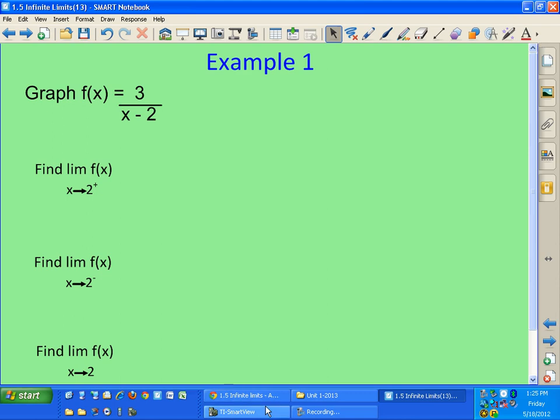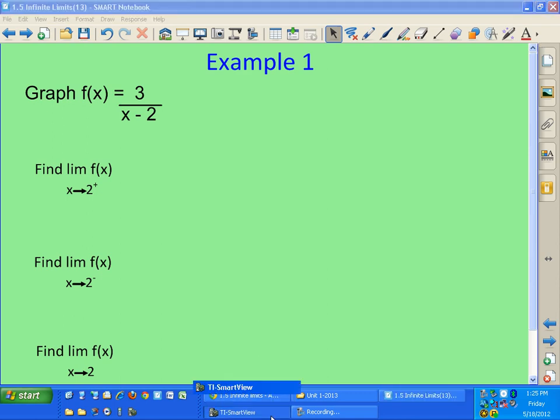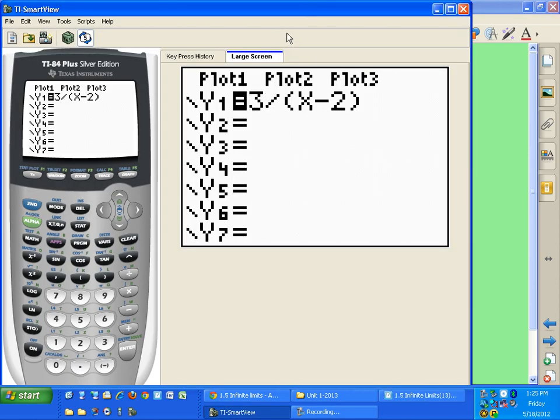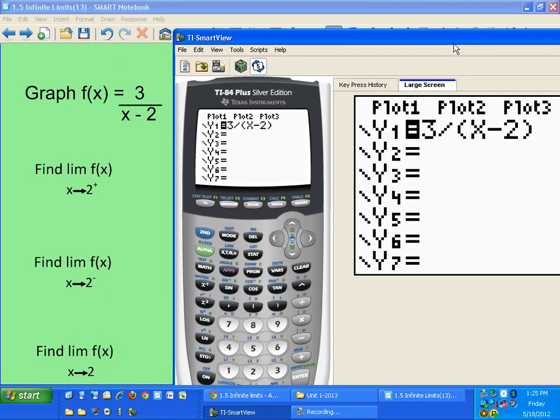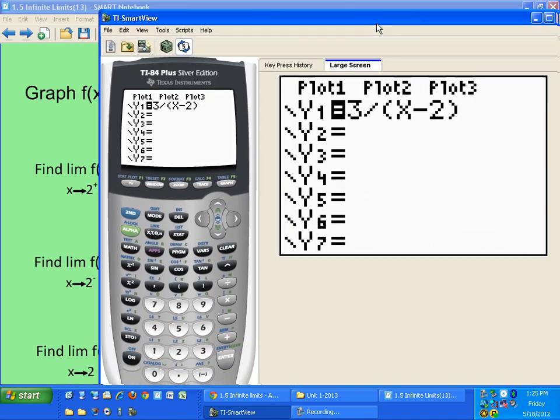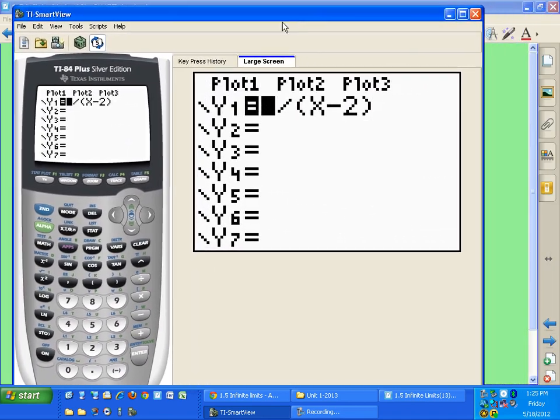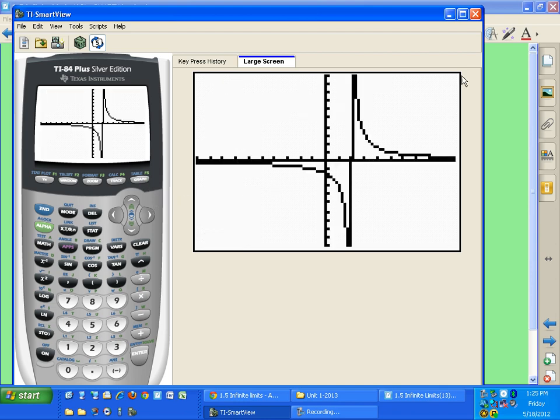So here I have an example to start with. Here is the equation, 3 divided by x minus 2, into my calculator, and when I graph that, I get a picture that looks something like this.